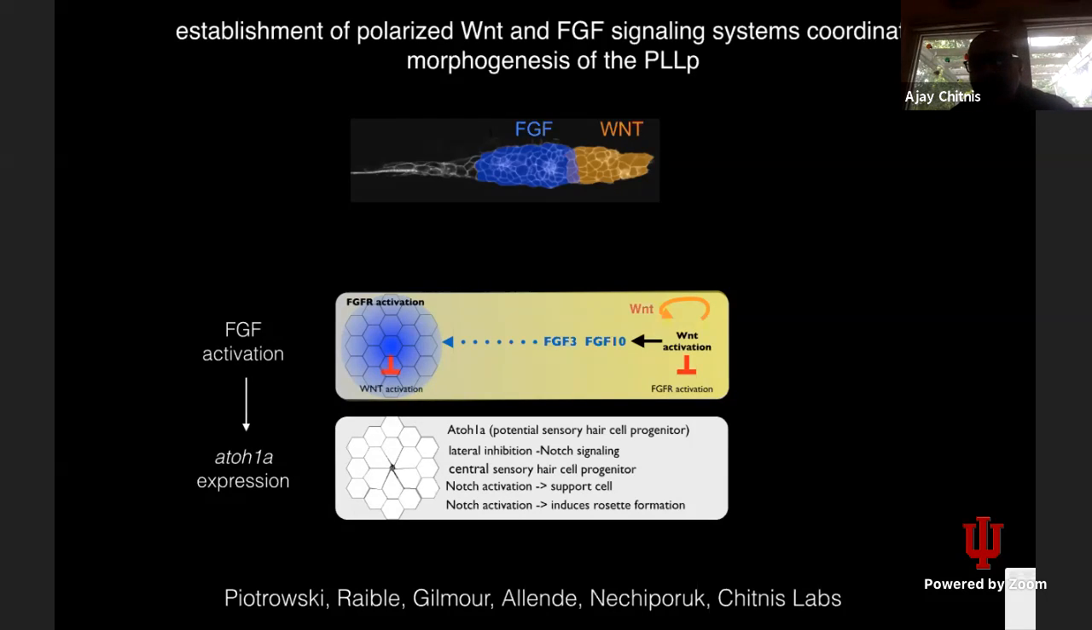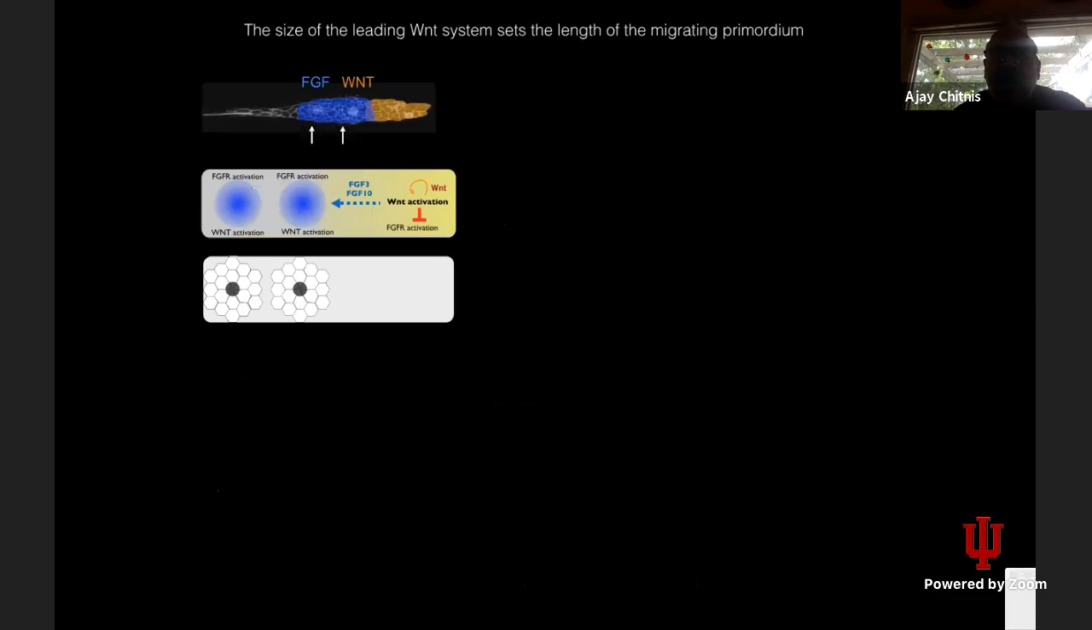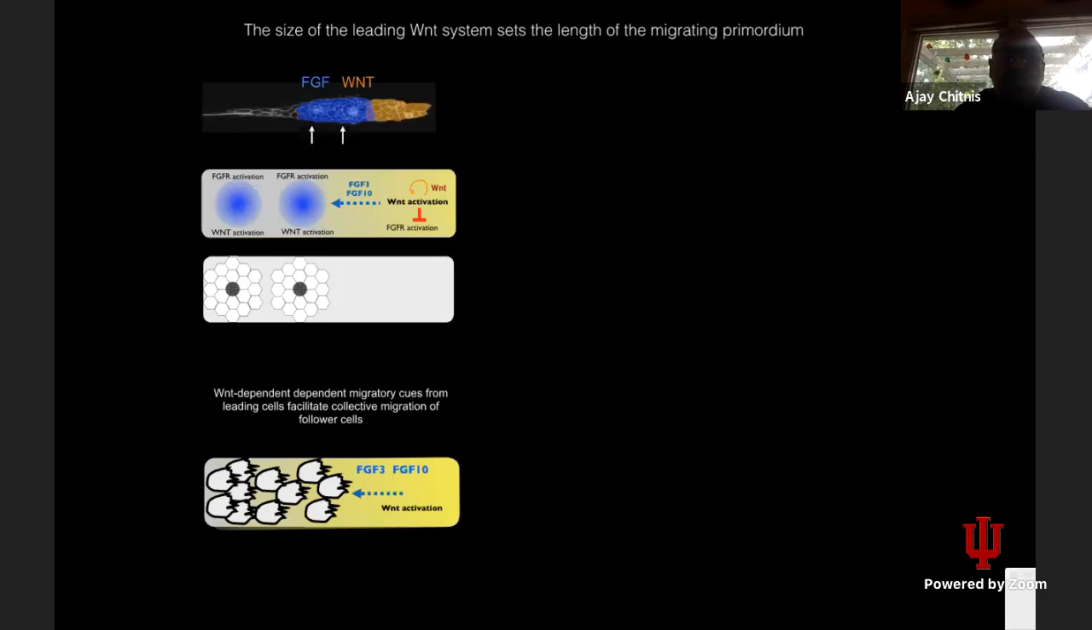The FGF signaling also inhibits the Wnt signaling, and this eventually pushes the Wnt system, which was initially very broad, to a smaller domain that allows another one of these neuromasts to form. And that's how this thing works. This process continues as more and more are formed.